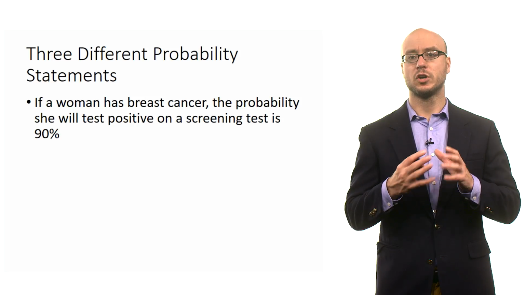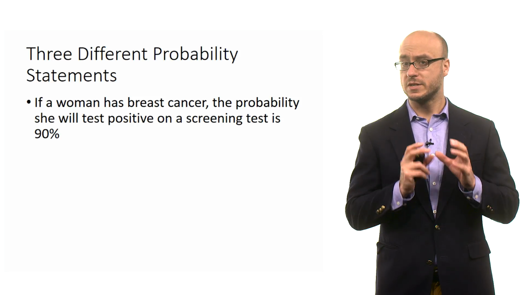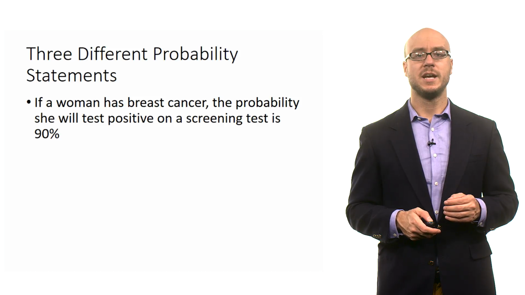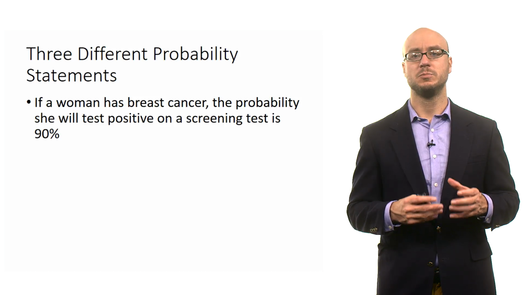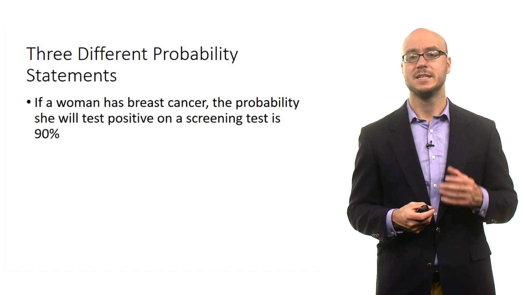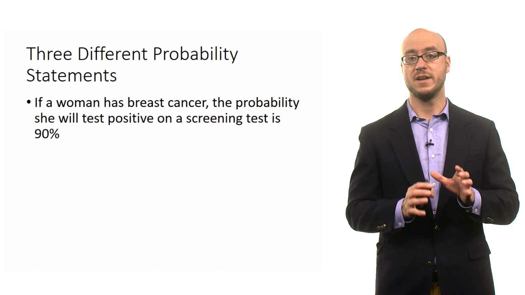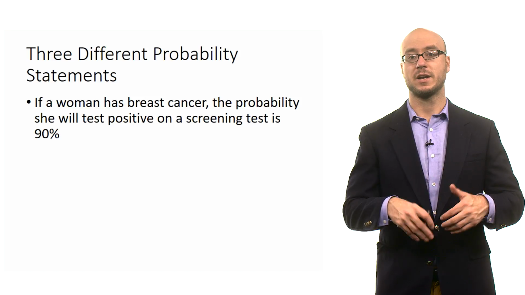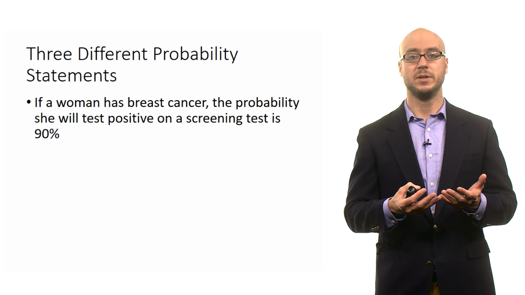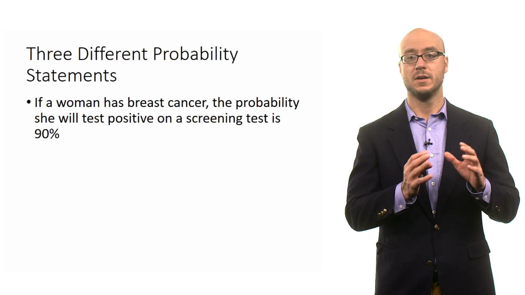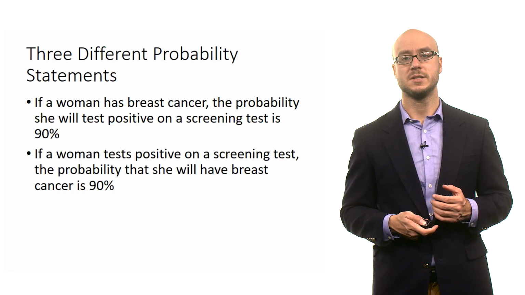So let's look at these three statements. They are different but similar. If a woman has breast cancer, the probability she will test positive on a screening test is 90%. All right, so in this case, we're conditioning on the event B, breast cancer, and then we're calculating the probability of testing positive. So given breast cancer, what's the probability of testing positive?